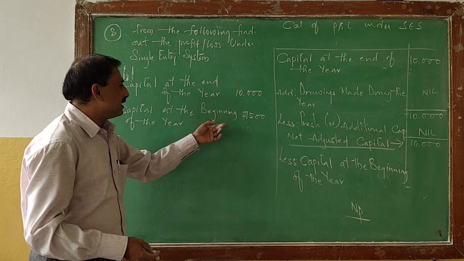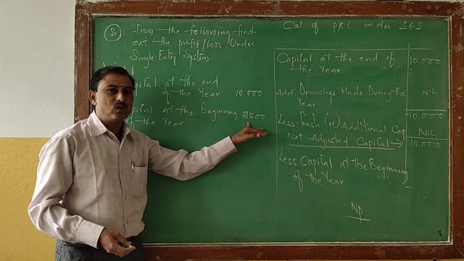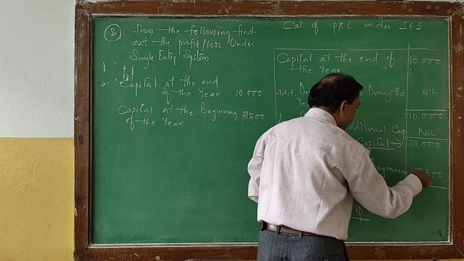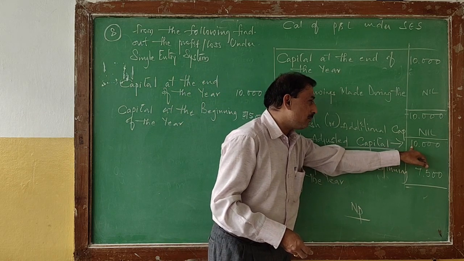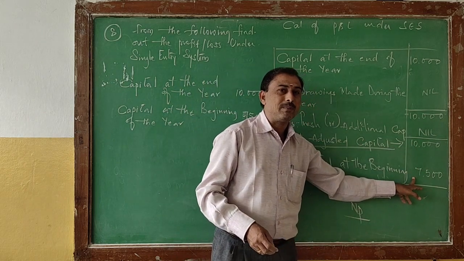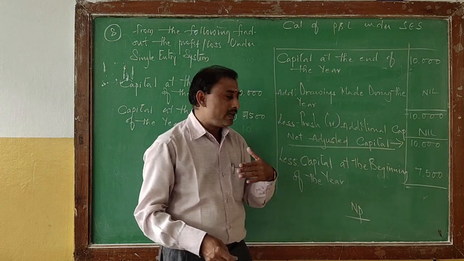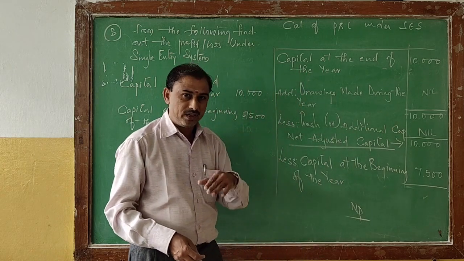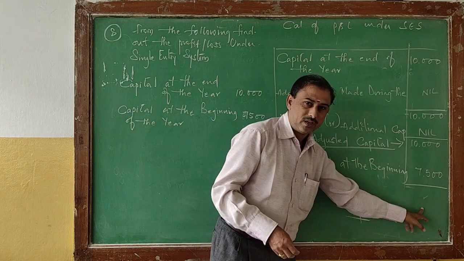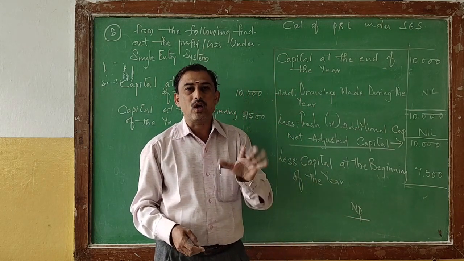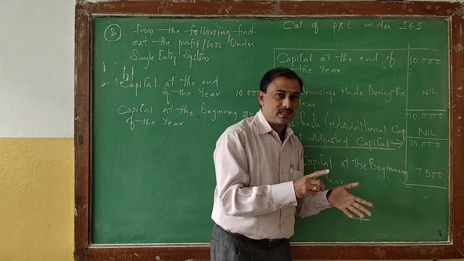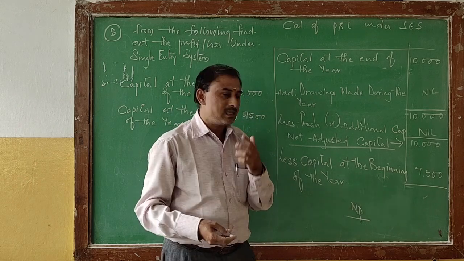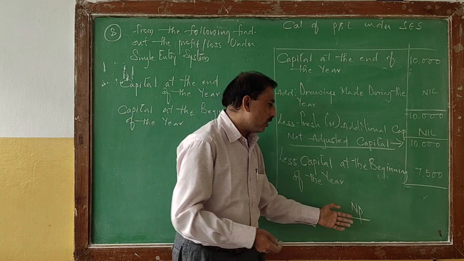Now the capital at the beginning of the year is given for us. The capital in the beginning is 7,500, so we will take this here. From 10,000, if you minus 7,500, 10,000 is the bigger number, because our capital at the beginning is less when compared to net adjusted capital. So the result you are going to get is profit. When you get a plus answer, our result will be profit. When you get a minus answer, our result will be a loss. Now we are getting an answer in plus. That means from 10,000 rupees, if you remove 7,500, the balance still left in the business is 2,500, which is in the plus. That we will call net profit.